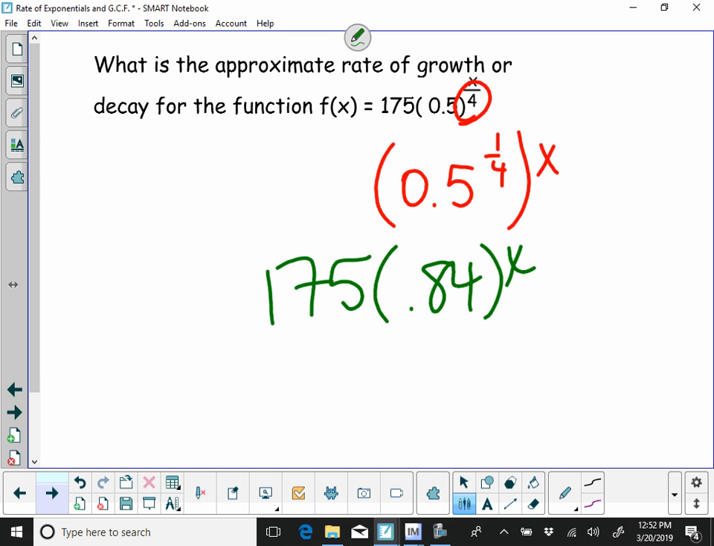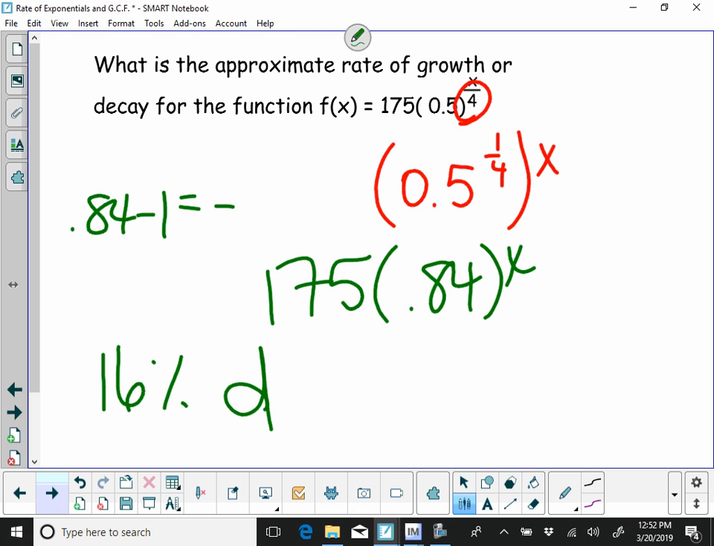Okay? So now what is my rate? Is it growth or decay? It's still decay. Okay, that wasn't going to change. How much is it decay? 16%. Because 0.84 minus 1 gives you negative 0.16. Is everybody with me? Okay, so that's what you're going to be doing on the next few of these.